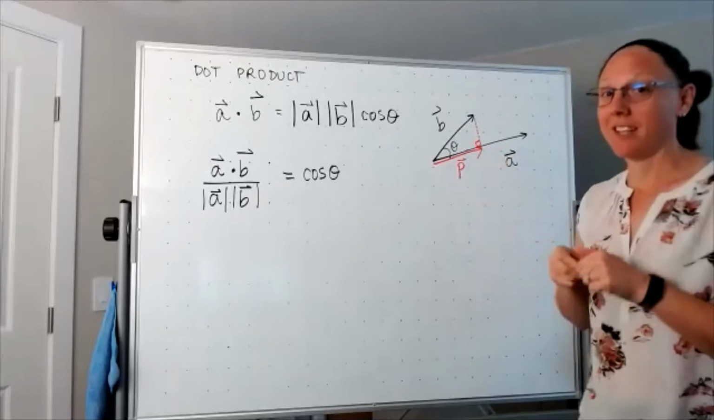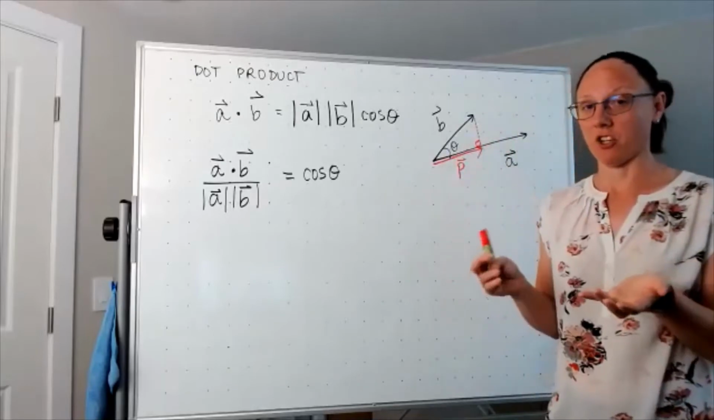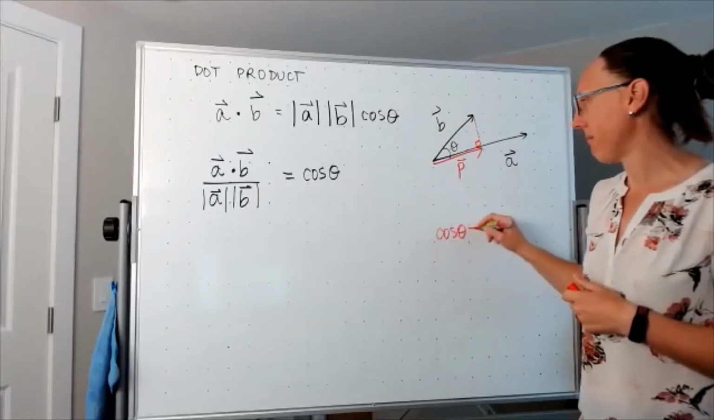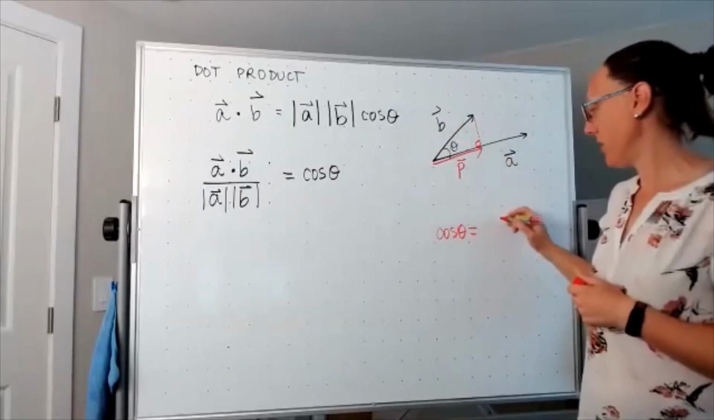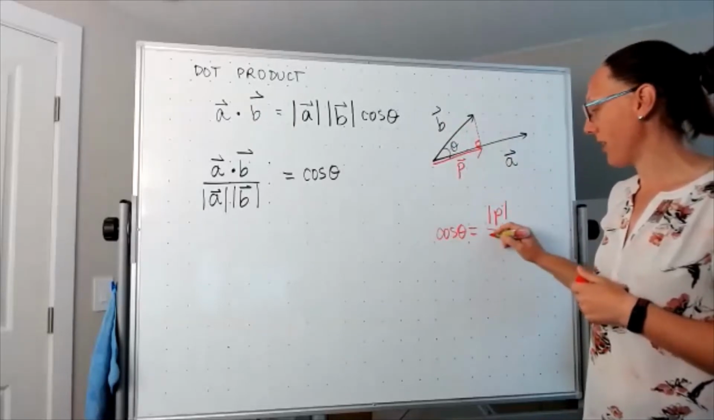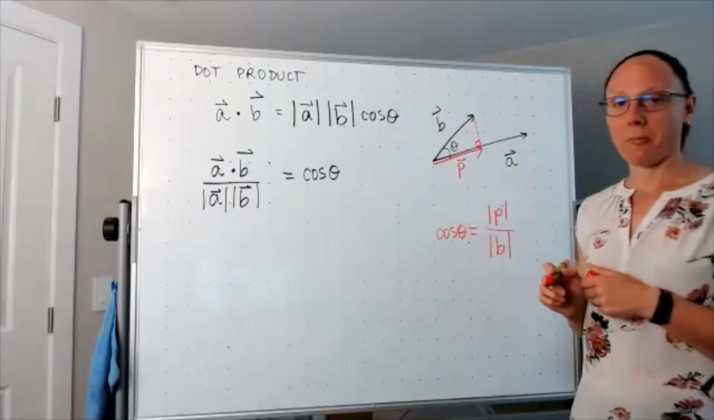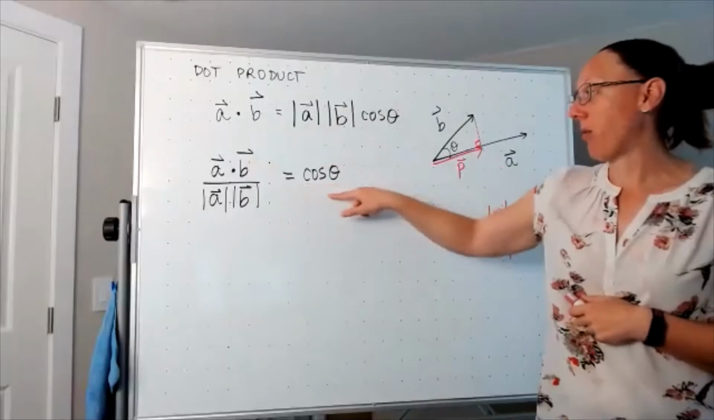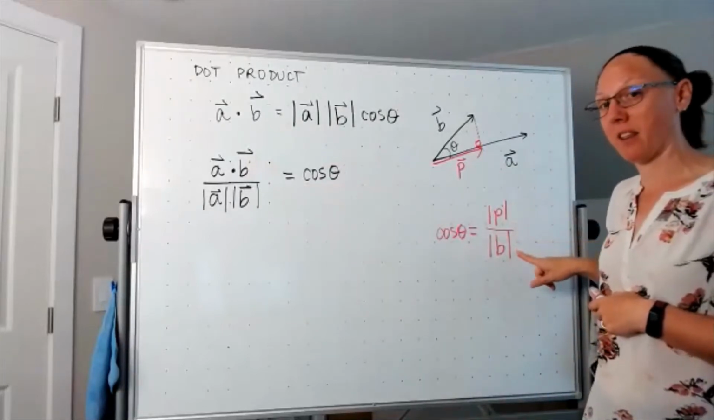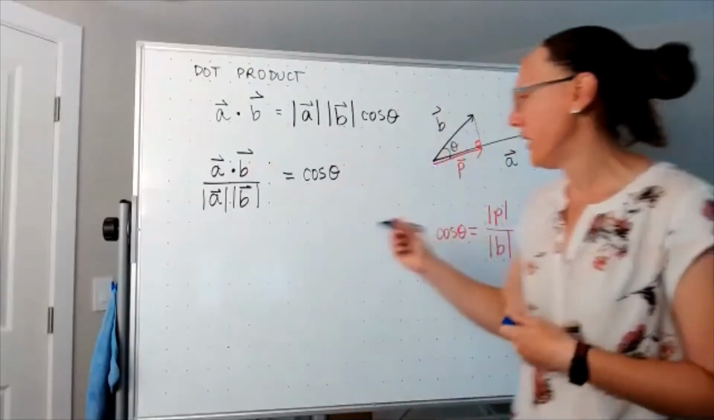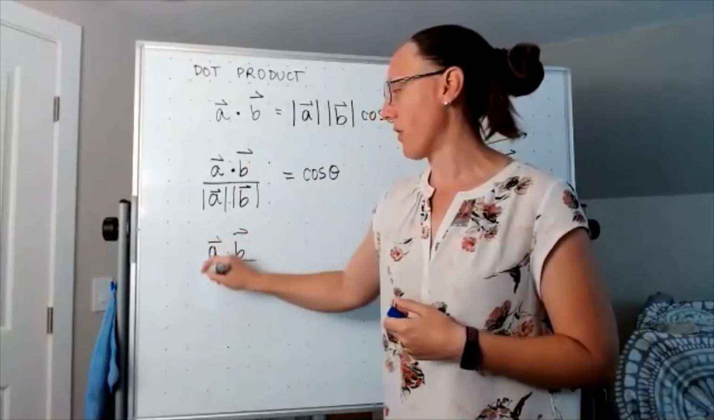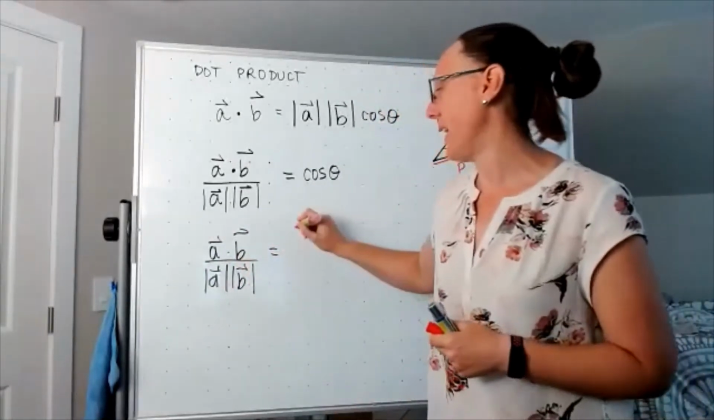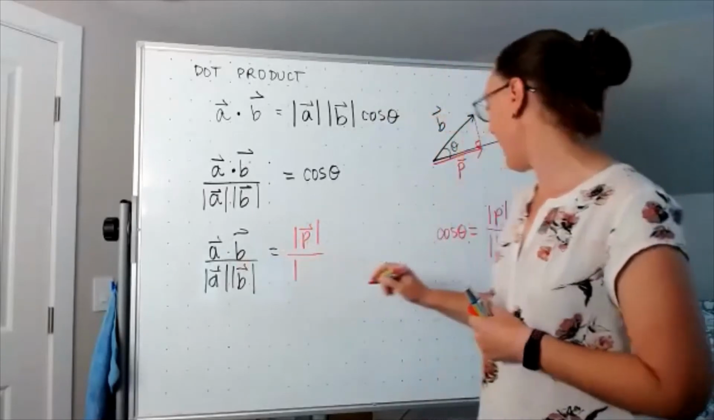Well, if I call it P, then one of the things we can see from the geometry of the situation is, if I know what that angle theta is, then cosine for this looks like the adjacent over the hypotenuse, so the length of P over the length of B. What that lets us do, if I come back over here to this equation, is swap out that cosine for the length of the projection divided by the length of B. So this would end up looking like A dotted with B over magnitude of A, magnitude of B is equal to, I'll swap it out for the length of P divided by the length of B.